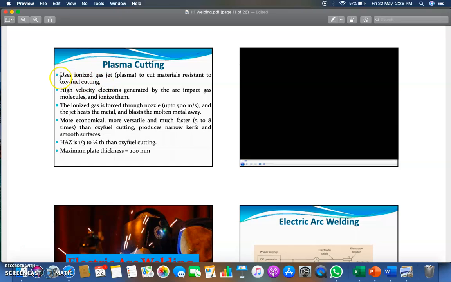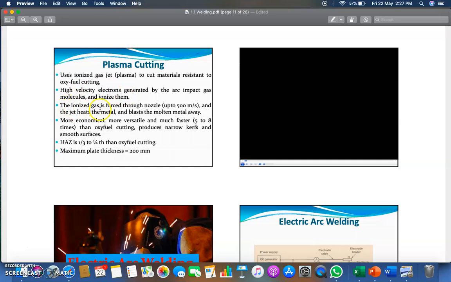Plasma cutting basically utilizes an ionized gas jet, also called plasma, a very high temperature gas jet, to cut material resistant to oxy-fuel cutting. Materials which are non-ferrous in nature, or which are not easily cut with oxy-fuel, can be cut with this plasma cutting method. High velocity electrons are generated by the arc, impact gas molecules and ionize them. This is the whole process of plasma cutting.